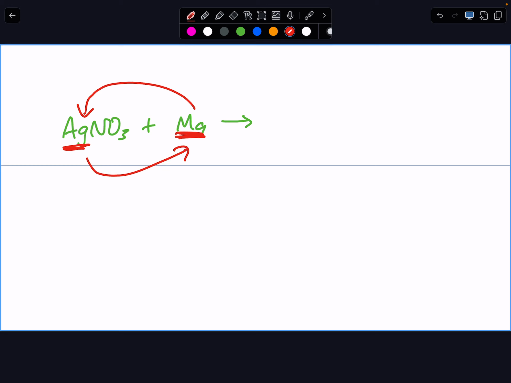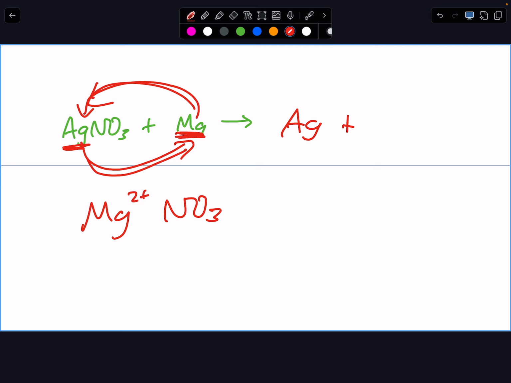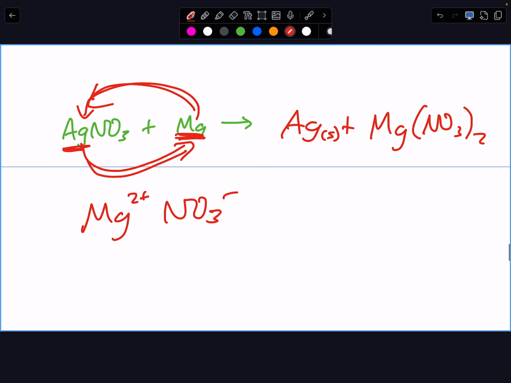So who's by himself? Ag. Ag's by himself, so they switched. He's over here now. And Mg is with who? Mg is 2 plus, NO3 is minus. What's the formula? Mg(NO3)2. Perfect. Silver is a solid. This is aqueous because of NO3. Good. Okay, two more.